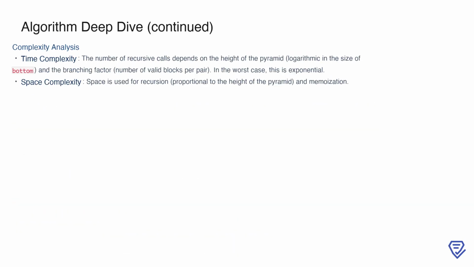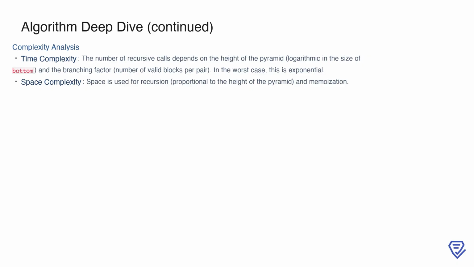Analyzing the complexity of this algorithm gives us a deeper understanding of its performance. The time complexity is primarily influenced by the number of recursive calls, which depends on the height of the pyramid and the branching factor, the number of valid blocks for each pair. In the worst case, this combination results in exponential growth. However, optimizations like memoization help mitigate this to some extent.